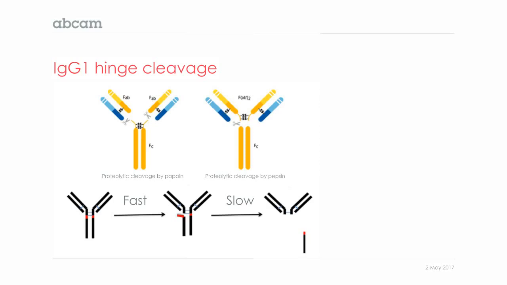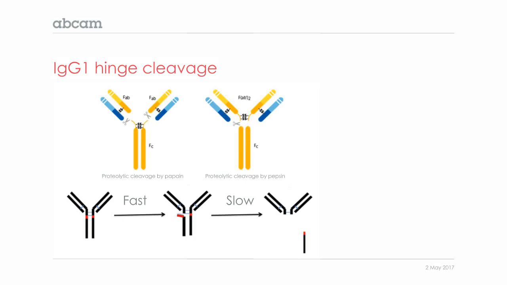Similarly, the antibody can be cleaved by the mammalian protease pepsin at the lower hinge of the antibody. That's downstream of the two disulfide bonds, which gives you the F(ab')2 fragment. So we use that also as a reagent for different studies.